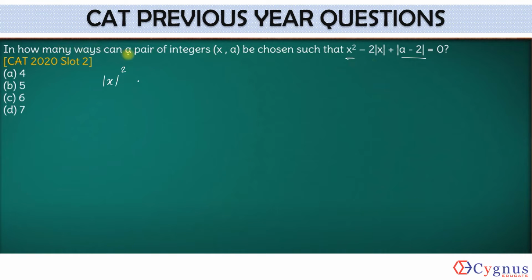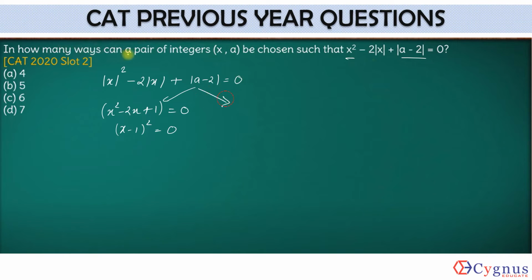Mod x whole square minus twice of mod x plus there's one more term that is mod of a minus 2. Now if you compare it with this identity x square minus 2x plus 1 is equal to 0, it becomes x minus 1 whole square is equal to 0. What I want to say, if this term is not equal to 1, it will be more than 1. In that case, x square minus 2x plus 4 or plus 5 or plus 6 will never become equal to 0. This term will only become equal to 0 when this constant term mod of a minus 2 will be equal to 1. Otherwise, it will exceed 0 because you'll get a perfect square here plus something more.